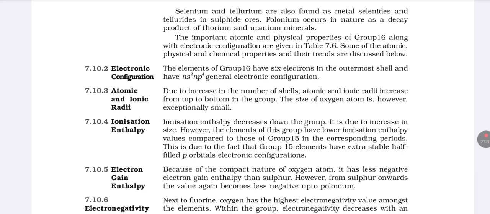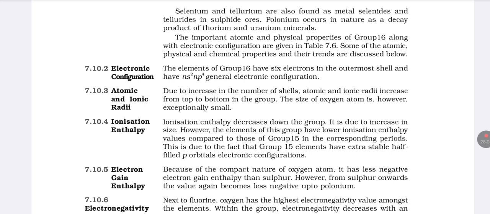Important atomic and physical properties of group 16, along with electronic configuration. Electronic configuration: the elements of group 16 have 6 electrons in the outermost shell and have the general electronic configuration ns2 np4. Atomic and ionic radii: due to the increase in the number of shells, the atomic and ionic radii increase from top to bottom in the group. The size of the oxygen atom is however exceptionally small.